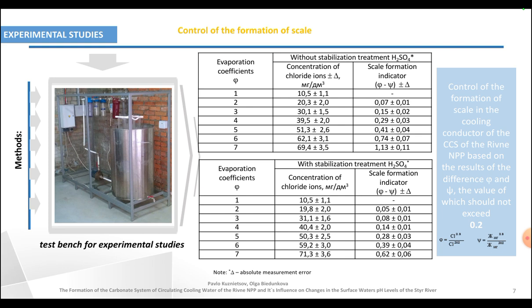The normalized value of the difference of the coefficients when only liming is used is provided when phi is less than 3. When liming and sulfuric acid are used, phi is less than 4. Neutralization of alkalinity with sulfuric acid is advisable when the coefficients are more than 3.